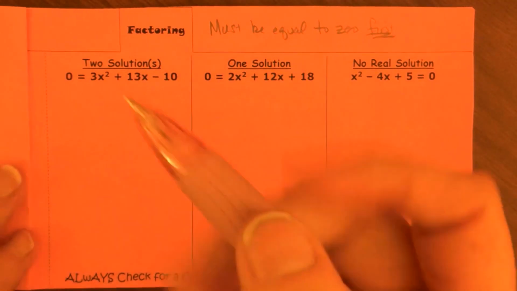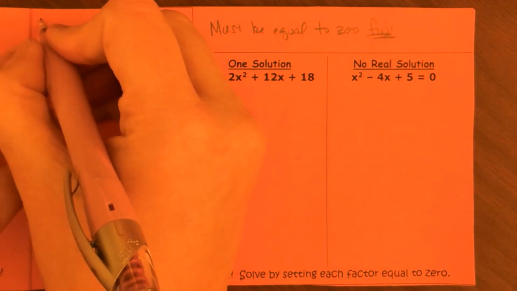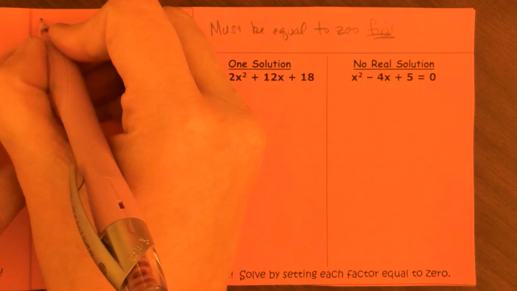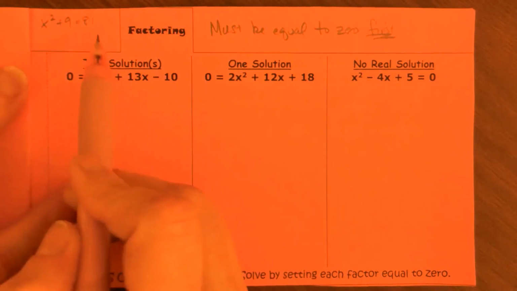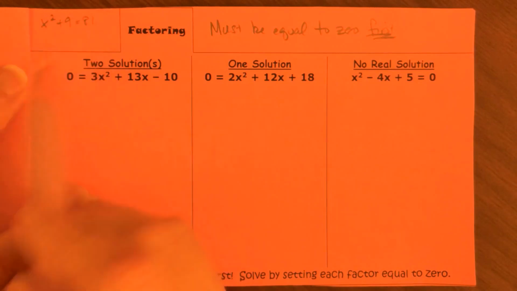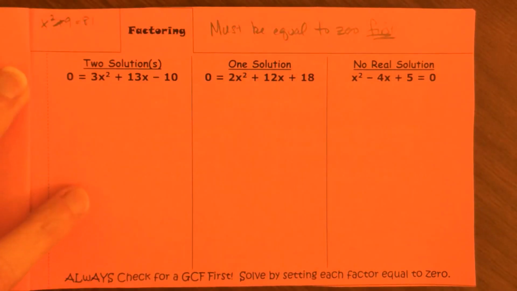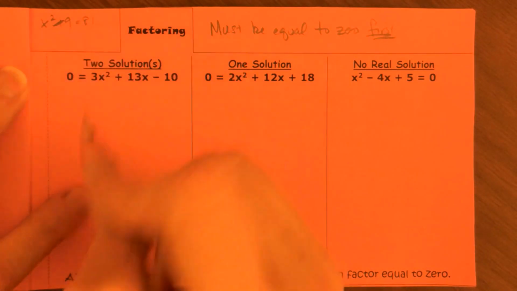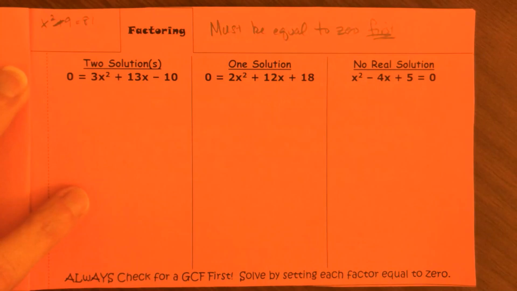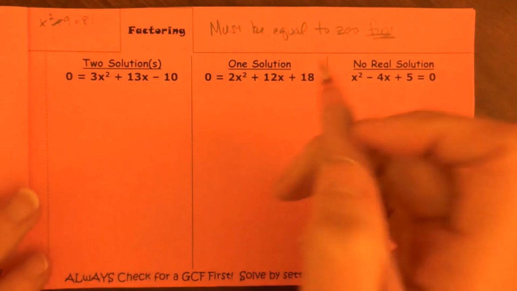For example, there was a problem on yesterday's homework where it said, I think, x squared minus 9 equals 81. We wouldn't be able to use factoring for this strategy. We would have to move that 81. We would have to get it set equal to 0 before we could use factoring to solve this problem. So it has to be equal to 0 first.